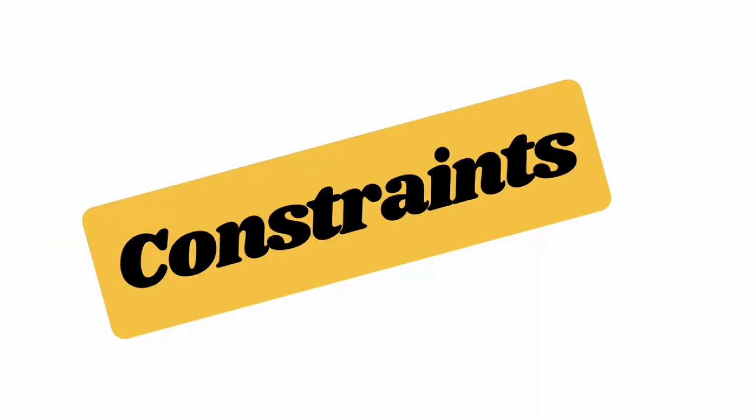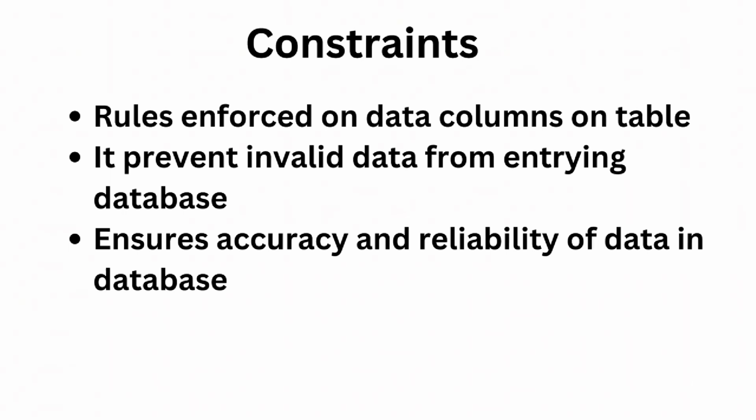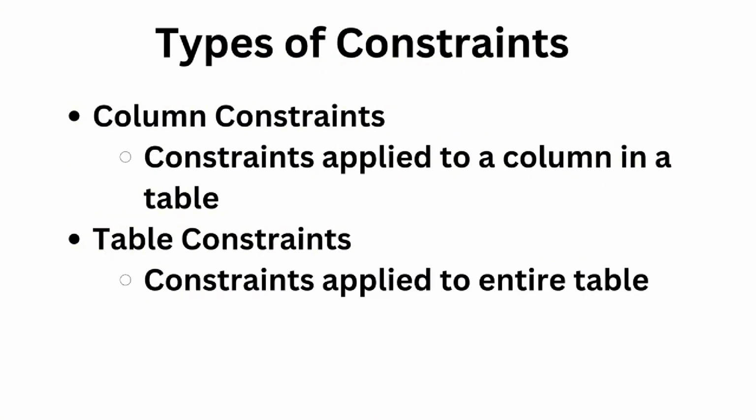Welcome back, everyone, to this lecture on constraints. Constraints is the last thing we're going to learn about theory-wise before we actually head into using SQL syntax to create tables. Constraints are the rules enforced on data columns on a table. They can also be used to constrain everything in a table, and we'll talk about that in just a second. So constraints are used to prevent invalid data from being entered into the database. This ensures the accuracy and reliability of the data in the database.